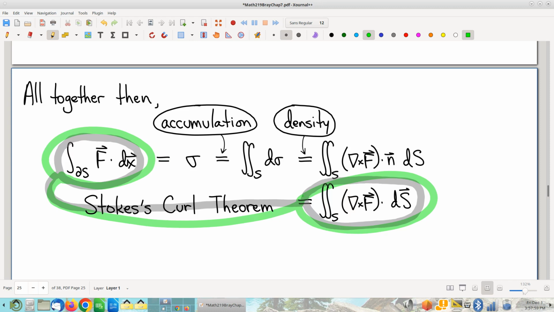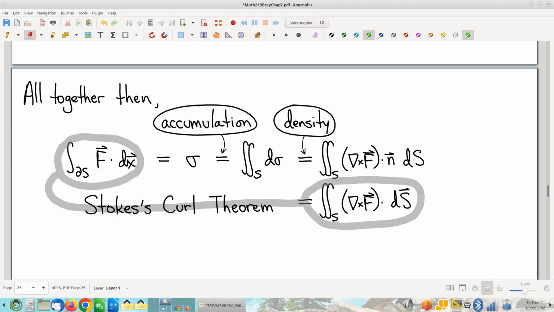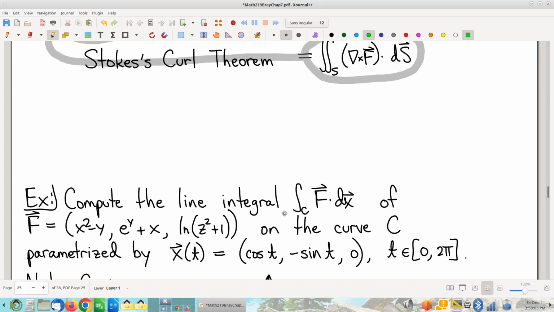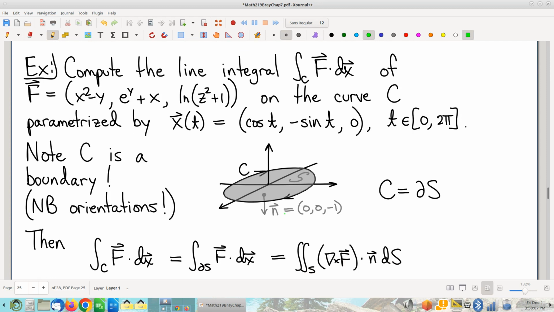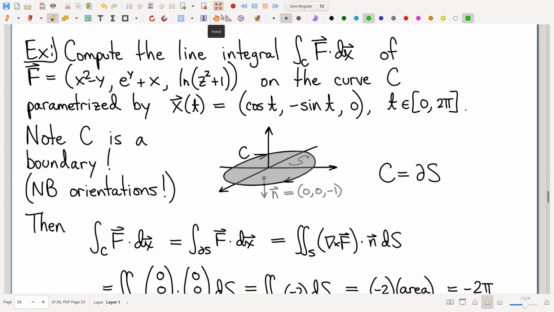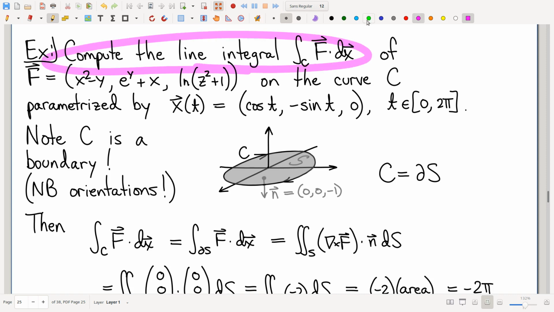Okay. All right, so this is Stokes's curl theorem. Now I'm going to show you an example, just a kind of hands-dirty example. The question says let's compute this line integral. Notice that the vector field is given and the curve is given.